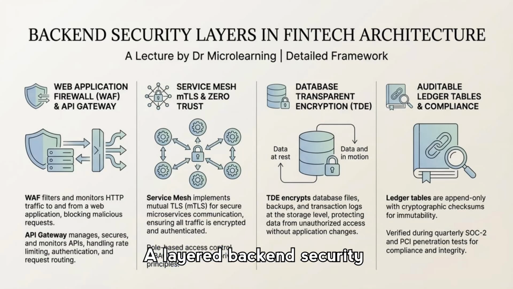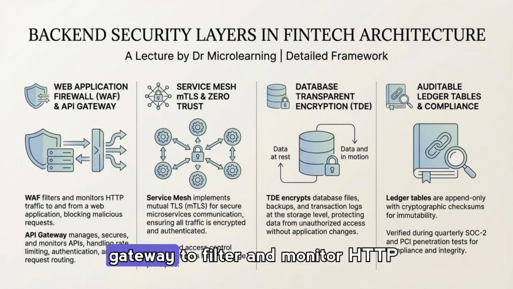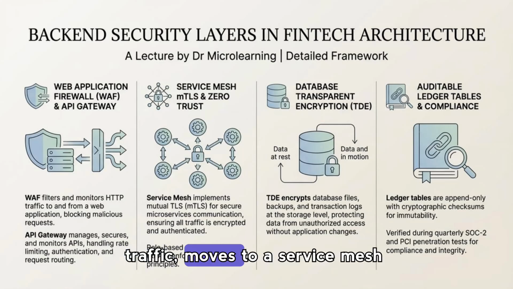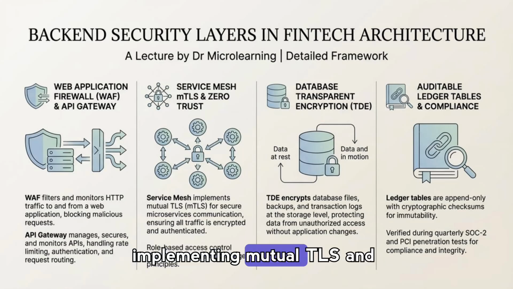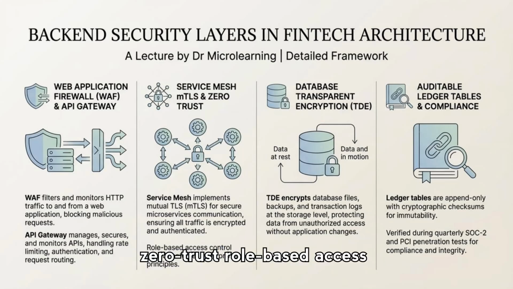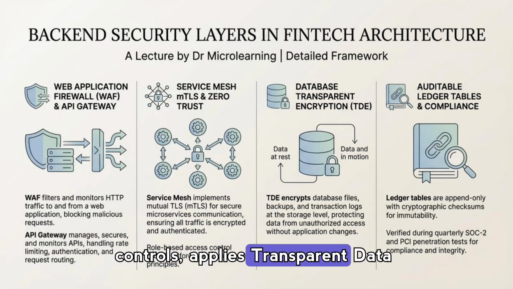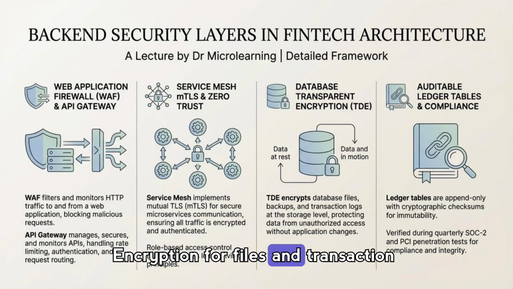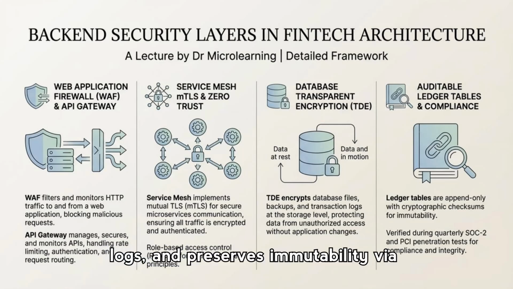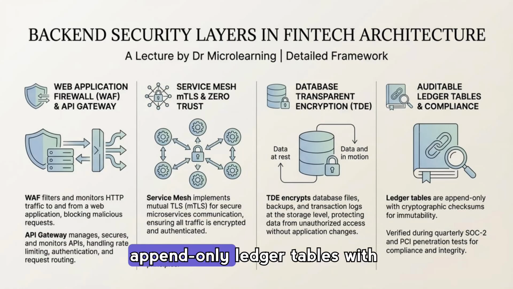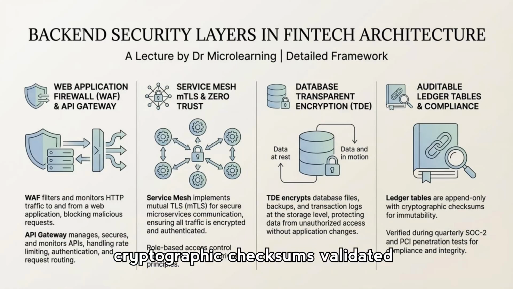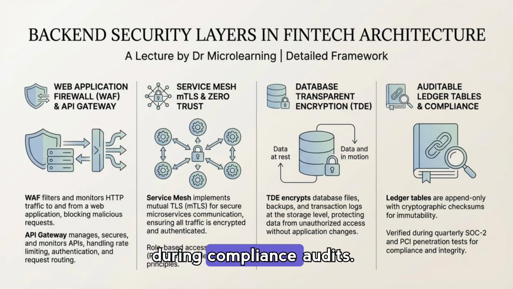A layered back-end security framework starts with a web application firewall and API gateway to filter and monitor HTTP traffic, moves to a service mesh implementing mutual TLS and zero-trust role-based access controls, applies transparent data encryption for files and transaction logs, and preserves immutability via append-only ledger tables with cryptographic checksums validated during compliance audits.